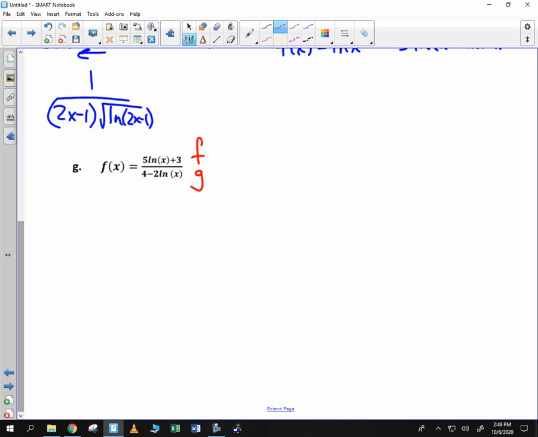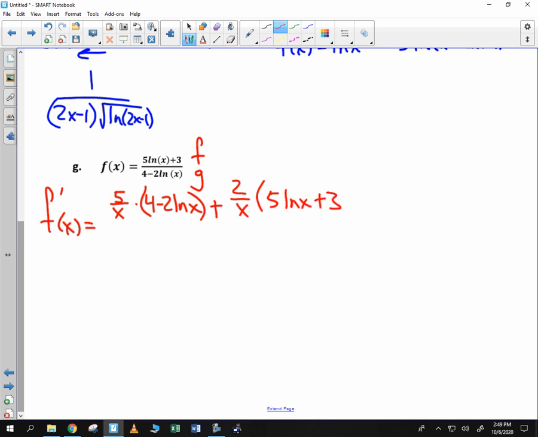Fortunately, it works out quite nicely. The derivative of the top is 5 over x times the bottom, 4 minus 2 natural log of x, minus the derivative of the bottom is negative 2 over x, so plus 2 over x, times 5 natural log of x plus 3. All divided by the bottom squared.